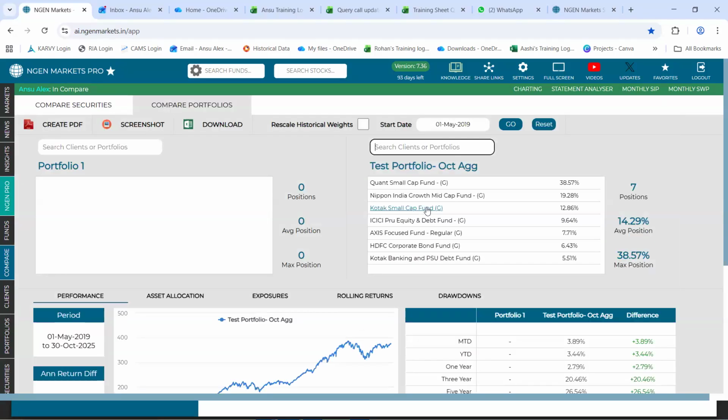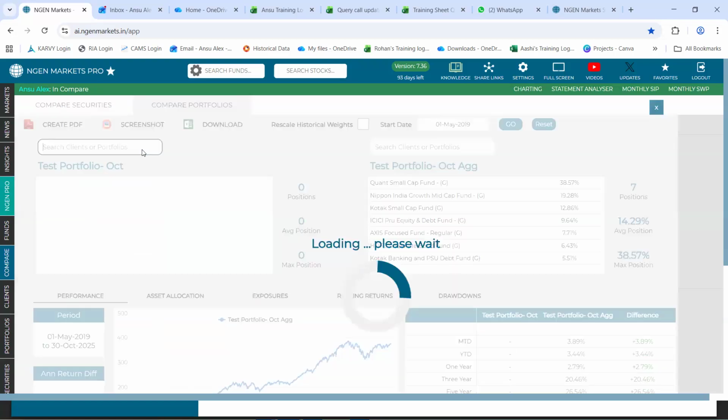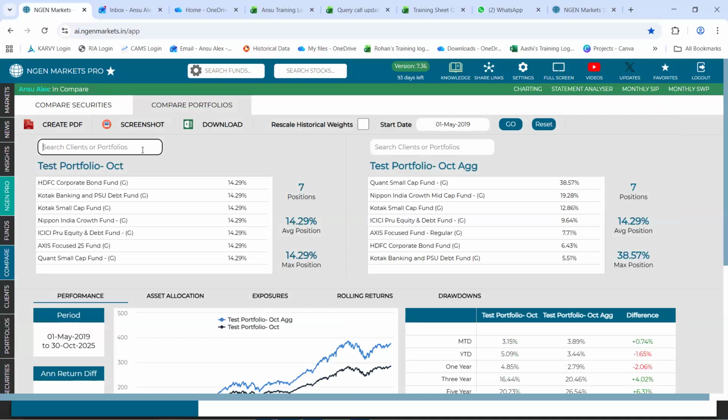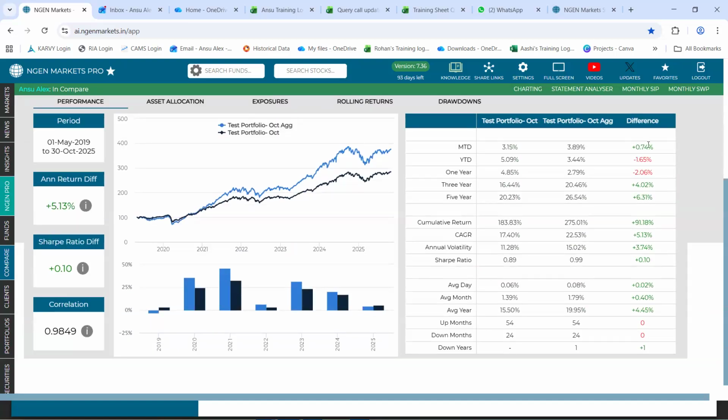So my test aggressive portfolio, I have loaded it towards the right, and my test portfolio, I will load it towards the left. So we say the client's existing portfolio for that matter could be loaded towards the left. Now, why specifically I say that the model has to be on the right and the existing or the current portfolio has to be on the left is because of the difference that we show right here.